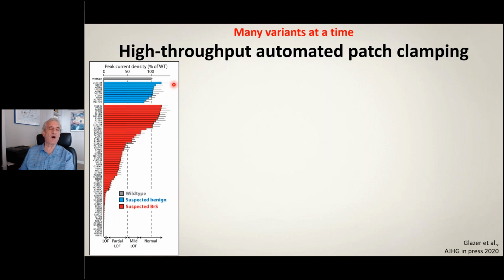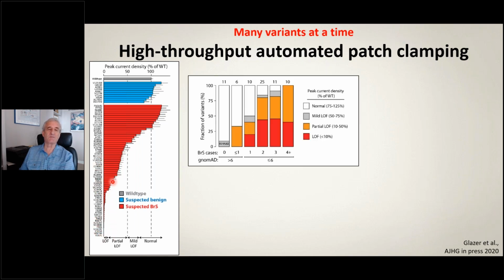10 of these variants we thought were likely to be benign, and they are benign based on peak current density recordings compared to wild type, which is up here and set to 100%. So these 10 validate the system for looking at benign variants, and here's the other variants that he looked at, and they range from normal function to variants that have approximately half normal function to a large group of variants that are loss of function variants completely.